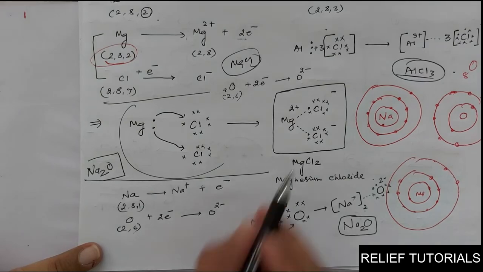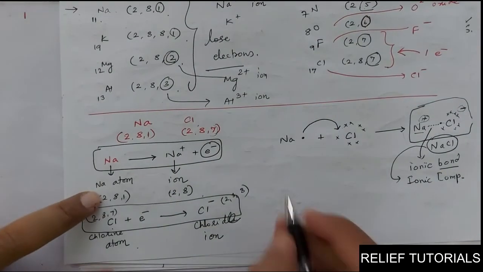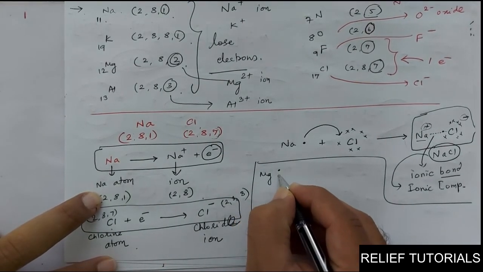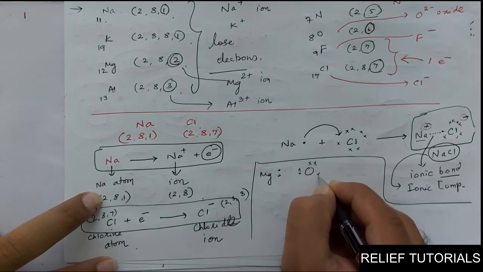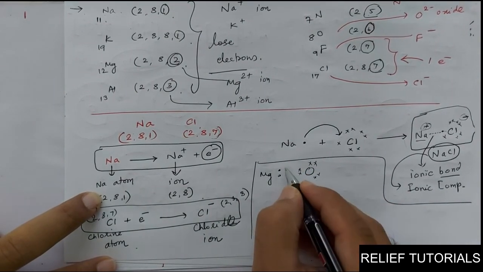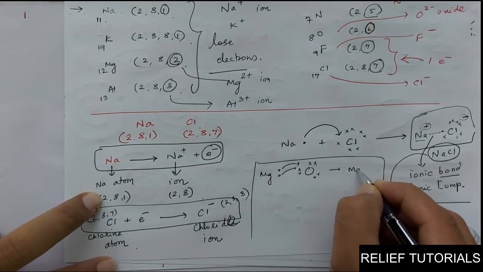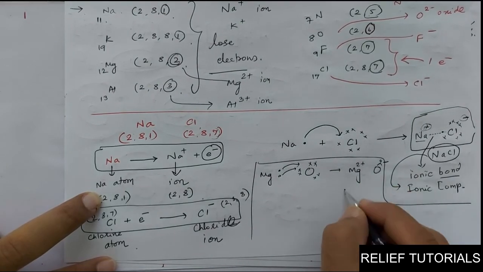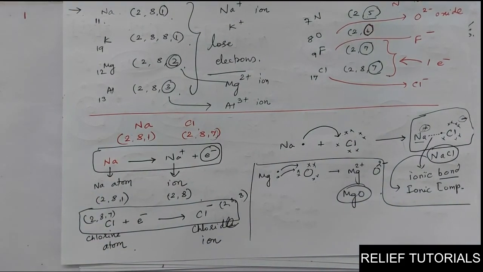So when you show the dot structure like this, Mg has 2 electrons to lose, and oxygen has 6 electrons in the outermost orbit, meaning it has to gain 2 electrons. So both these electrons are gained by the same oxygen. Mg becomes Mg2 plus by losing these 2, and oxygen becomes O2 minus, and the formation is MgO, magnesium oxide. Very simple.